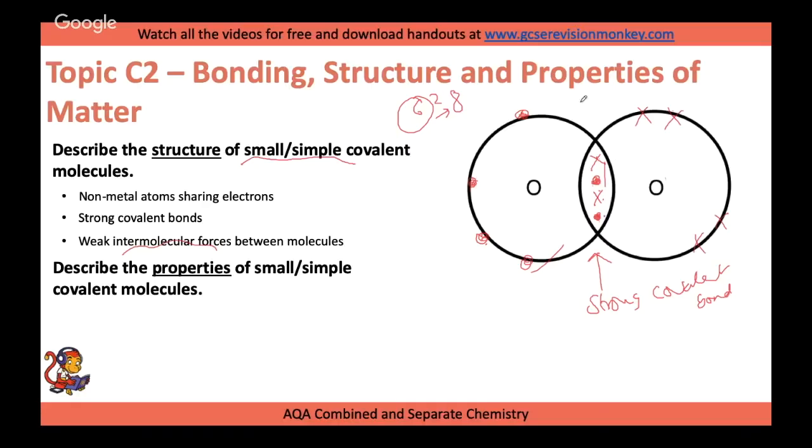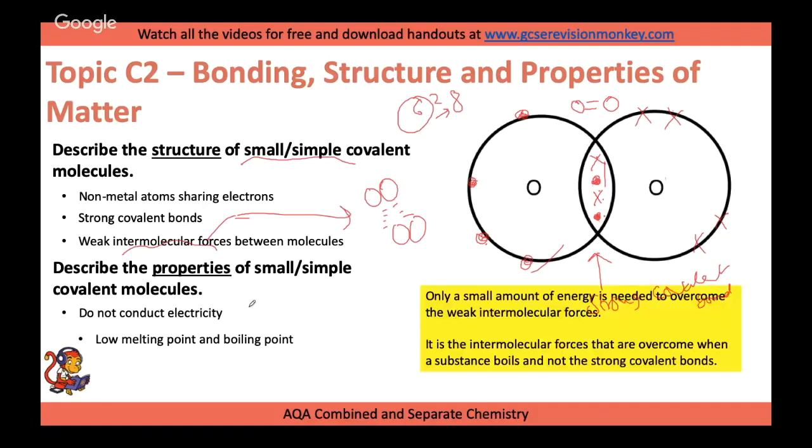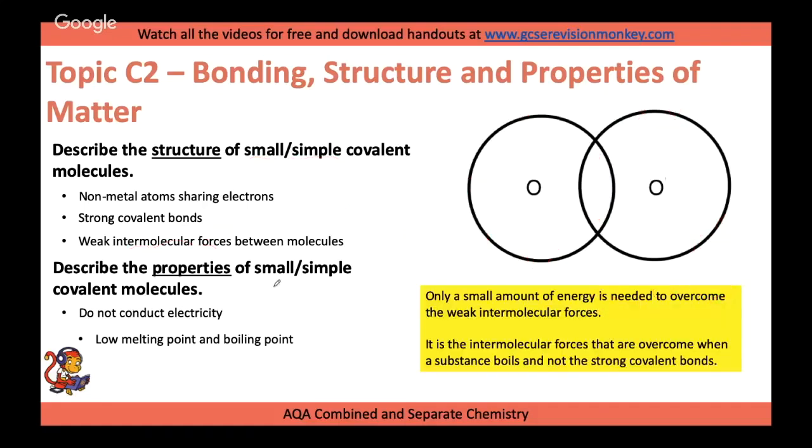So this is actually a double bond, O double bond O, and we show bonds by a single line. Now the intermolecular forces, if that was oxygen and that was another oxygen, these forces in between are called intermolecular forces. So the properties: they don't conduct electricity because we're not talking about charges, and they have a low melting point and boiling point.